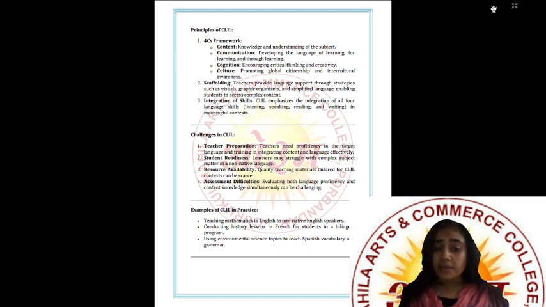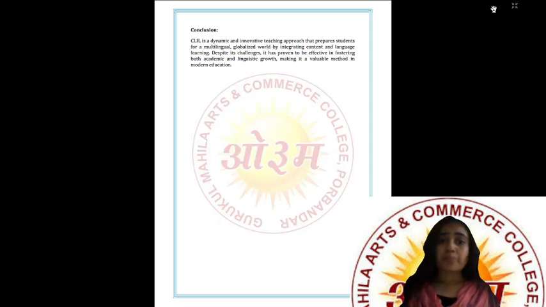Examples of CLIL in practice. So teaching mathematics in English for non-native English speakers, that can be one. Conducting history lessons in French for students in a bilingual program. Third one is using environmental science topics to teach Spanish vocabulary and grammar. So these are some of the examples that can be used as a practice.